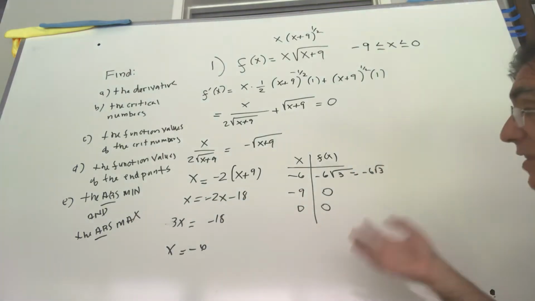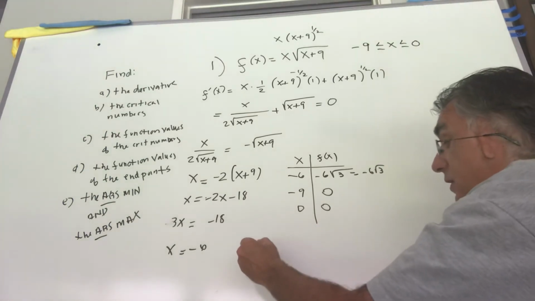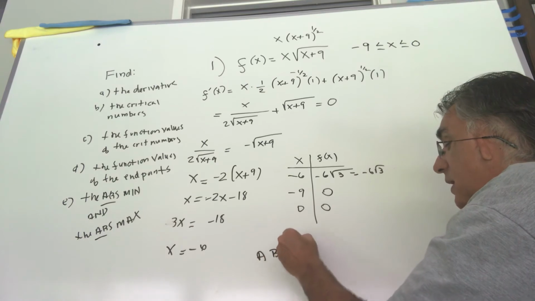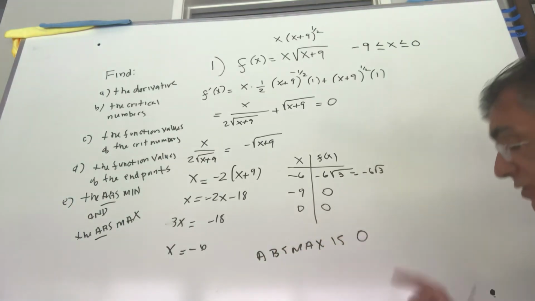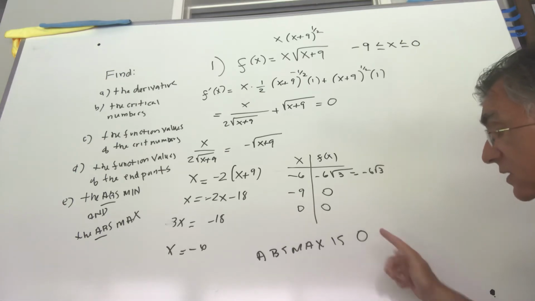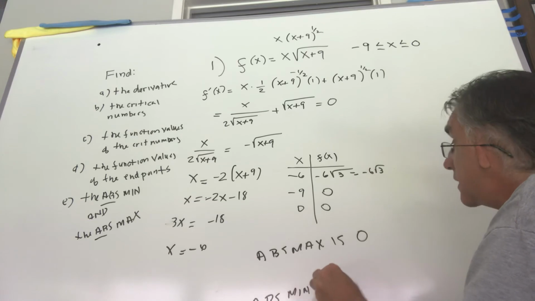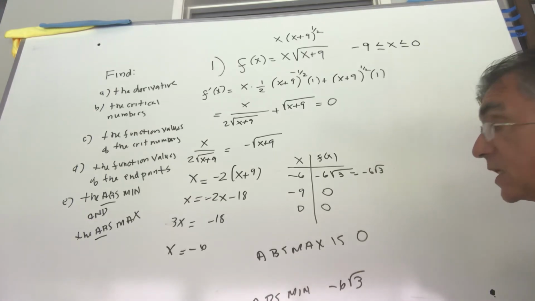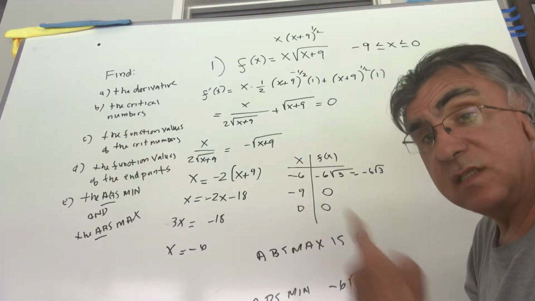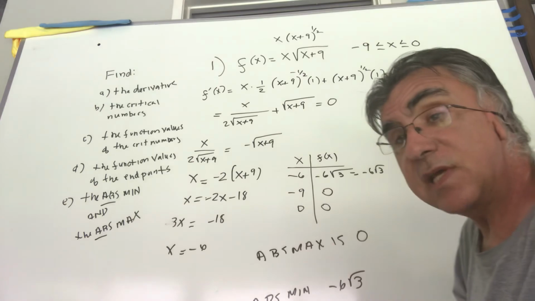Now, how do you find the actual absolute max and min? You just check and see which one's the biggest number. The absolute max is 0. Even though it happens twice, there's only one absolute max, and the absolute min is -6√3. So that's an example like the first one you're going to do. Okay, I'm going to do a video for the second one in a minute.